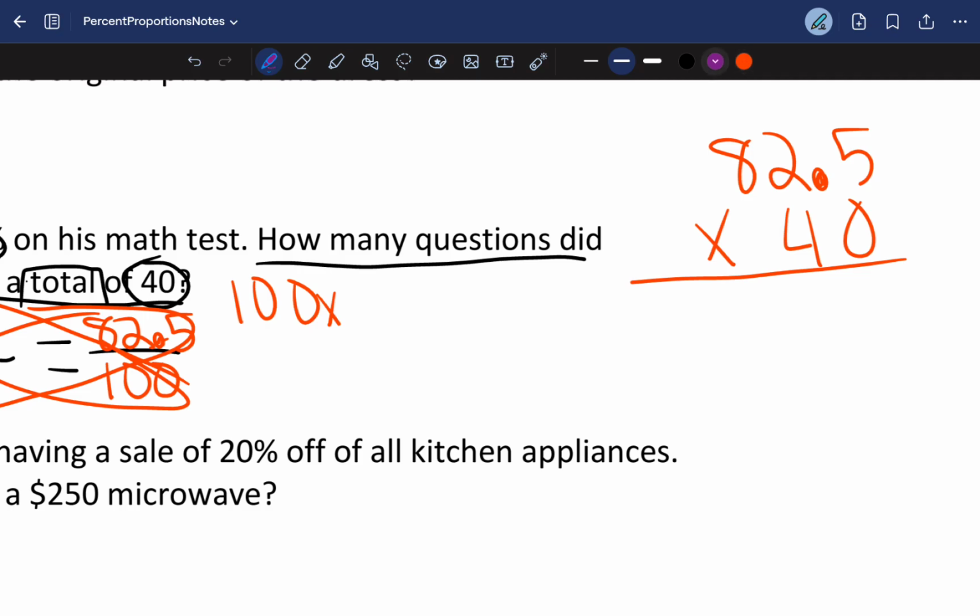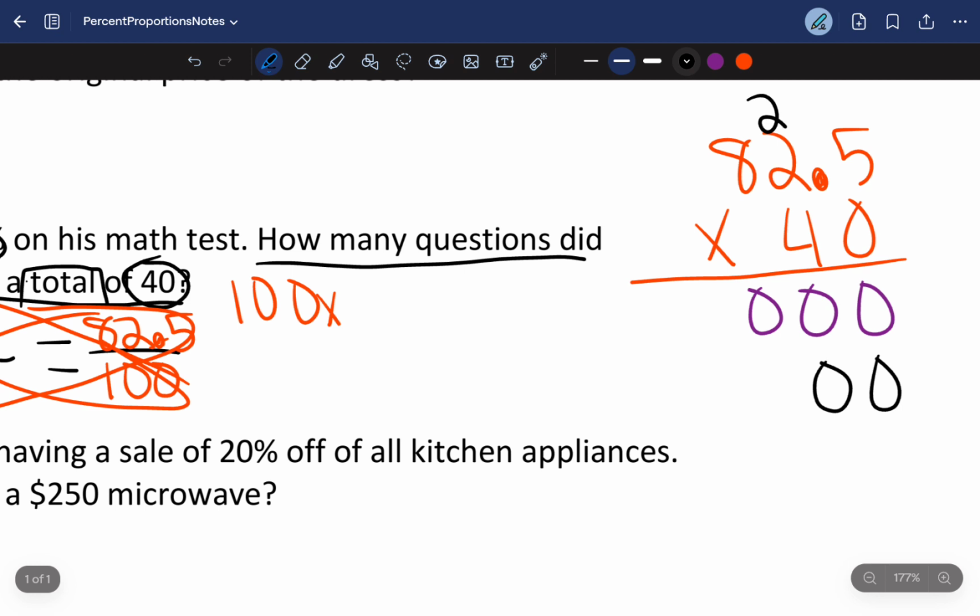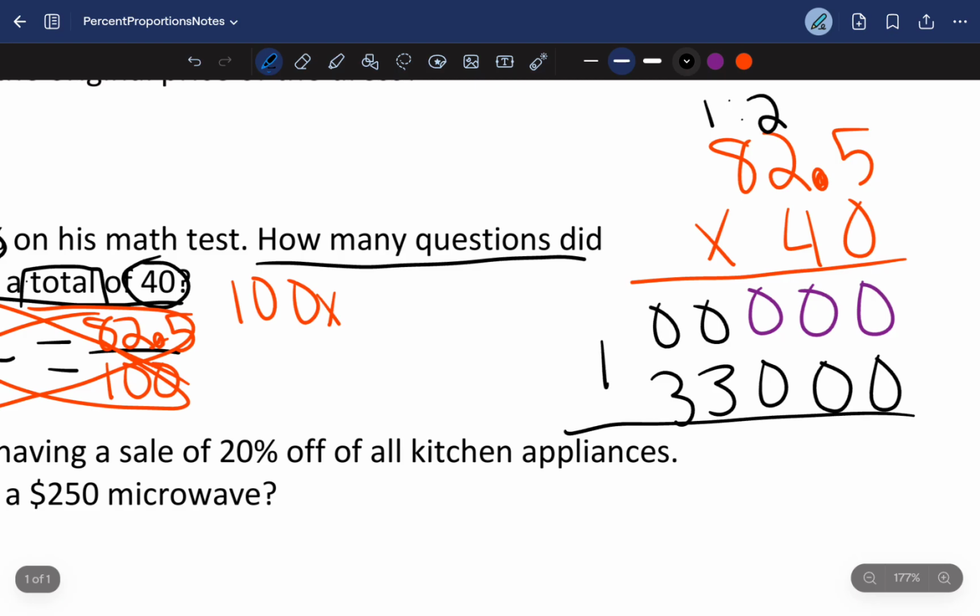So I have 0 times 5, which is 0. 0 times 2, which is 0. 0 times 8, 0. Okay, moving on to the next digit, I have to add a 0. 4 times 5 is 20, so I have 0. Carry the 2. 4 times 2 is 8, plus 2 makes it 10, so 0. Carry the 1. And then 4 times 8 is 32, plus 1, makes it 33. And then I'm going to fill in my empty spaces with zeros. Add like normal, so I have 0, 0, 0, 3, 3.